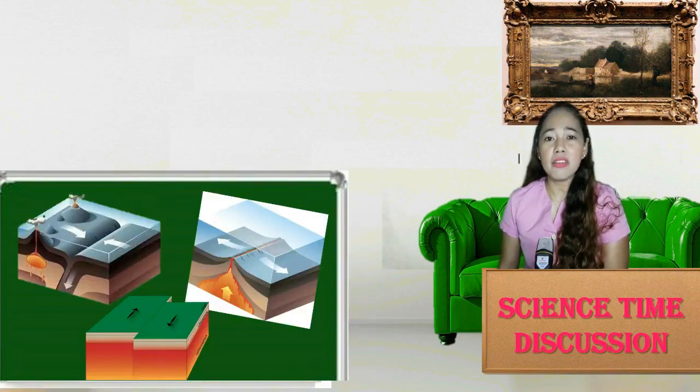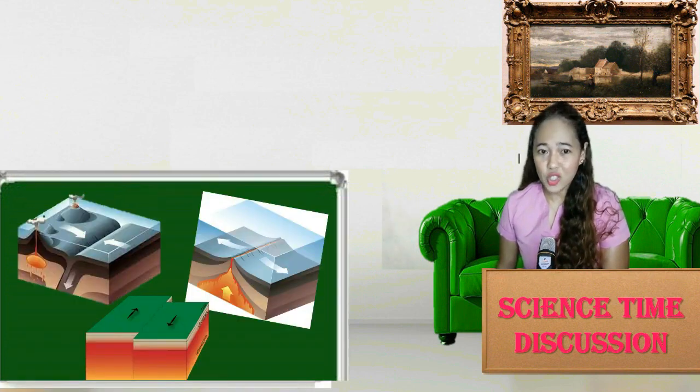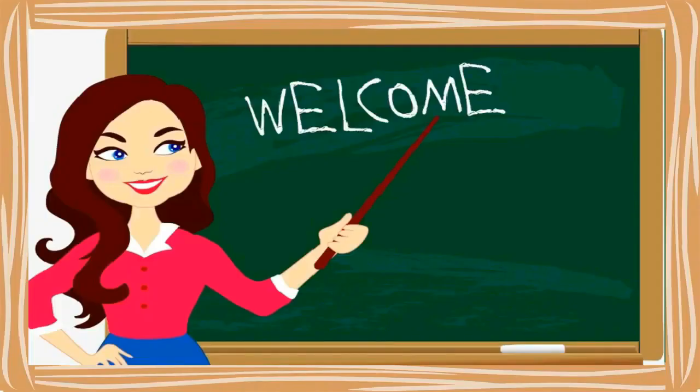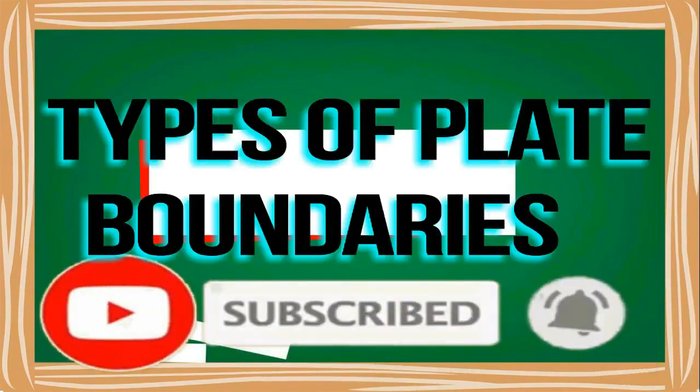Look at the three pictures. Can you cite what are their differences? Yes, you are right. They are moving in different directions. Now, do you have any idea what type of movement is that? So, that will be our discussion in this video presentation. And so, let's start. Our topic in this presentation is types of plate boundaries.